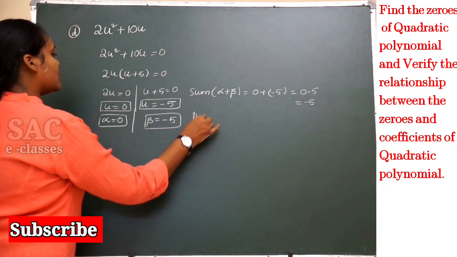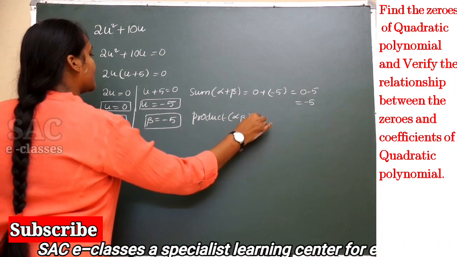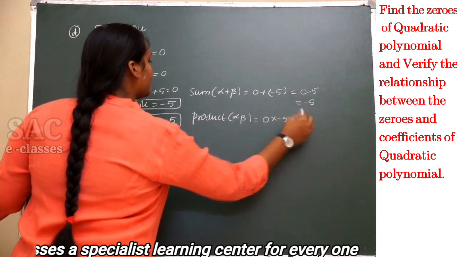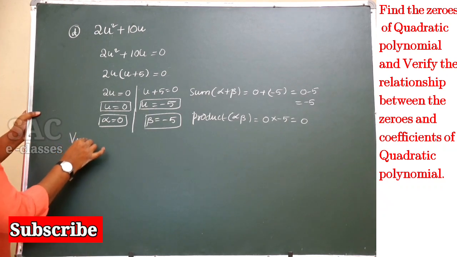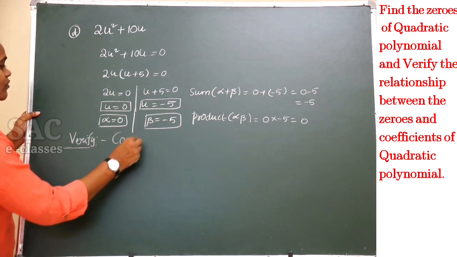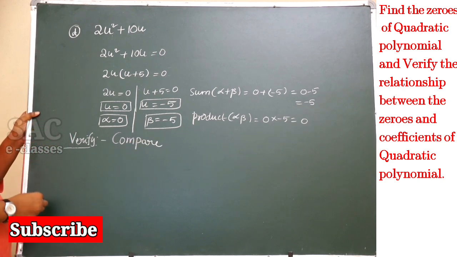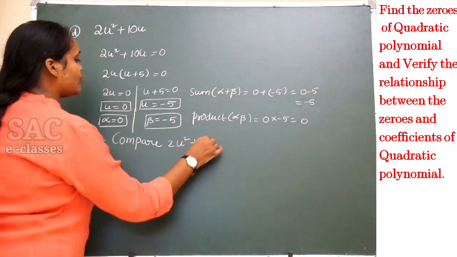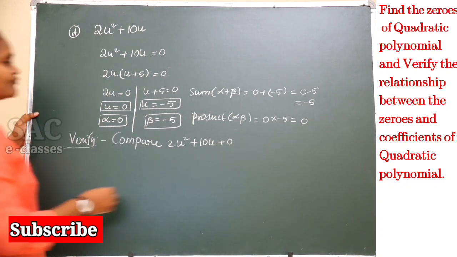Afterwards what will we do? We will find the product. Product is alpha into beta, 0 into minus 5, which gives you 0. Now we start the verification. I hope you know how to do the verification. Whenever we are doing verification, first of all, what is our polynomial? We will compare our polynomial with the general form. So what is our polynomial? 2u square plus 10u. The constant term is missing, so you better take 0 with it.